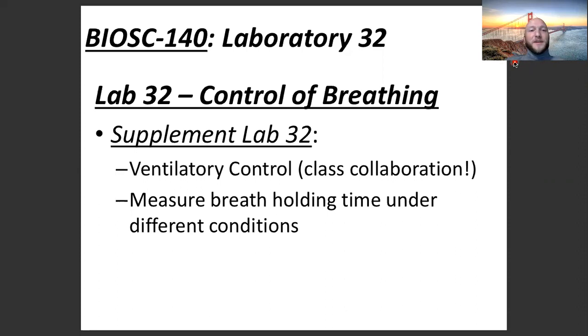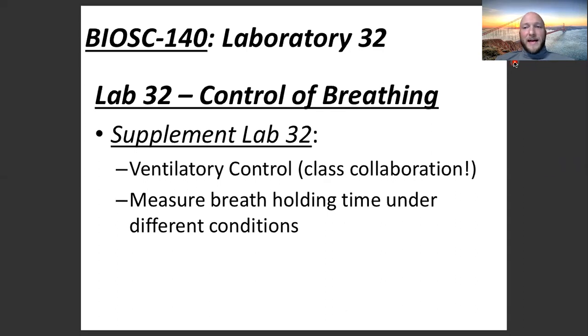This video is going to cover Laboratory 32, Control of Breathing. This is Lab 32 in the supplement, and there's going to be two parts. There's going to be ventilatory control and measure breath holding time under different conditions.